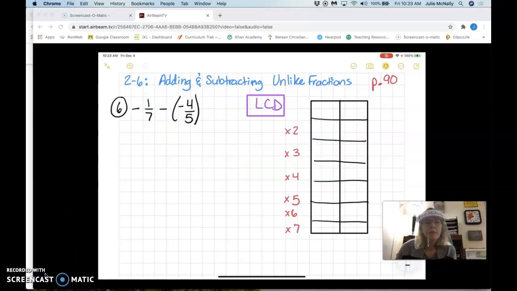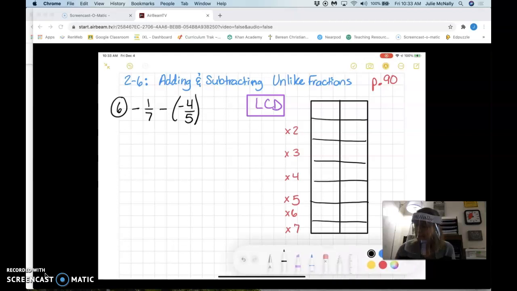Okay, here's number 6. We skipped number 5 on purpose because I want to show you a little bit more challenging problems so that when you're on your own, you could do the easier ones better. So this problem, the first thing I'm going to do is say, do they have like denominators? Do they?